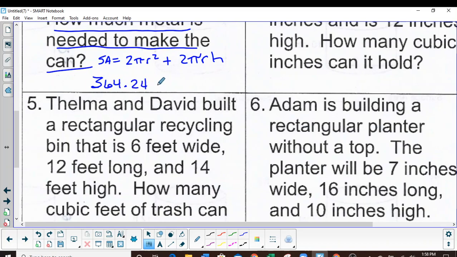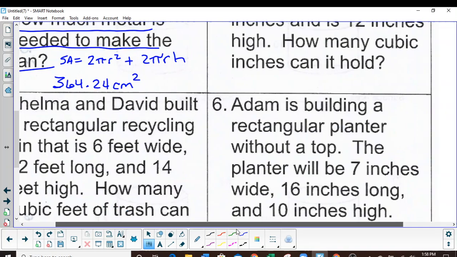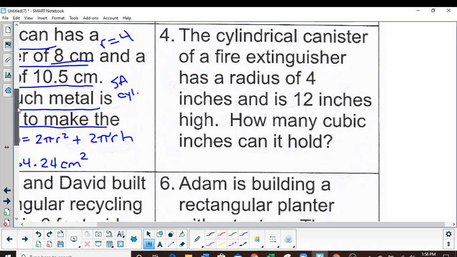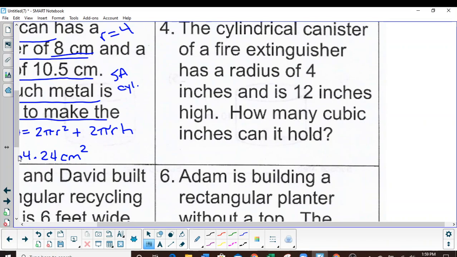And that is centimeters, and since it's surface area, it'll be squared. Okay. All right, let's look at 4. 4 says a cylindrical canister, so we know it's a cylinder.